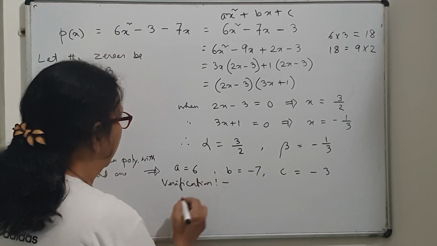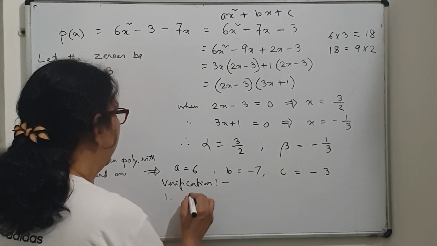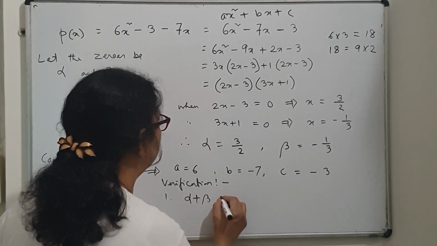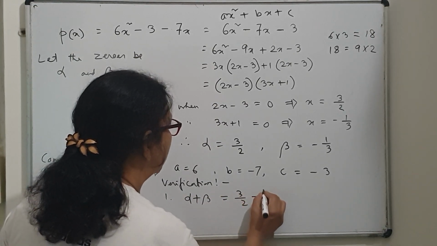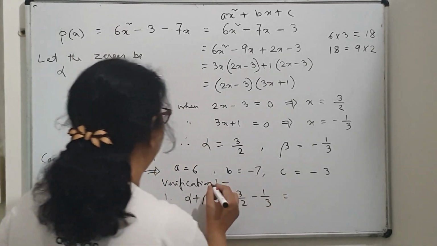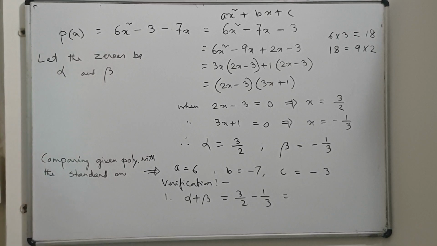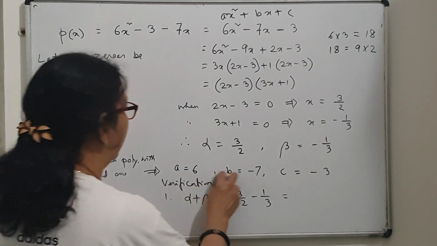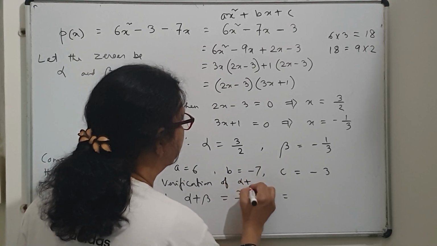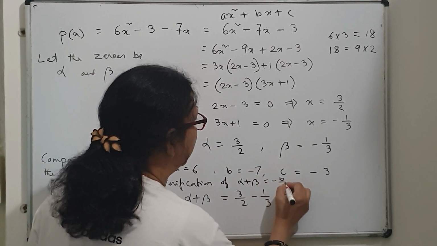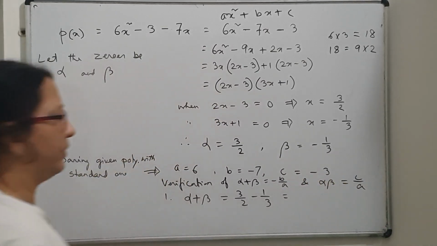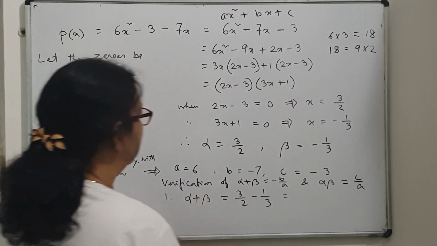Verification. First relation: the sum of the zeros has to be minus b by a. So let me find out the sum of the zeros, 3 by 2 minus 1 by 3. Let me write down first what I have to verify: alpha plus beta is equal to minus b by a and alpha beta is c by a. These two I have to verify. So I am doing the first one.